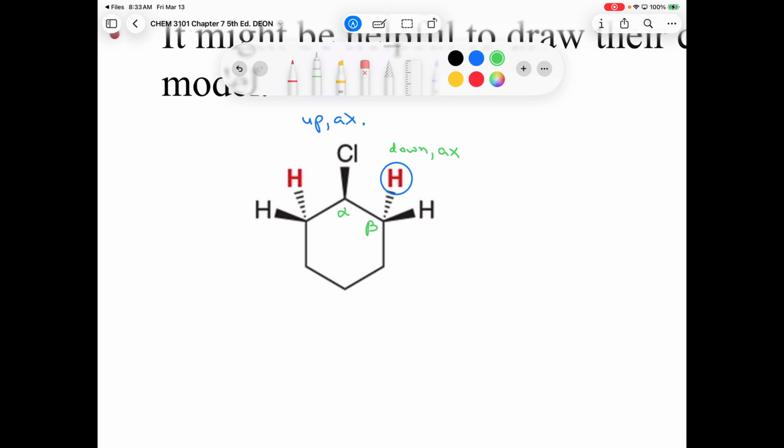Alpha carbon, leaving group is axial. Beta carbon, there's a proton there that's axial and it's down. The other one's up. Do we have a winner? Can we do an E2 reaction? Oh yeah, right, big time.